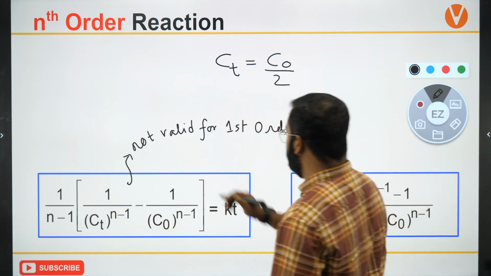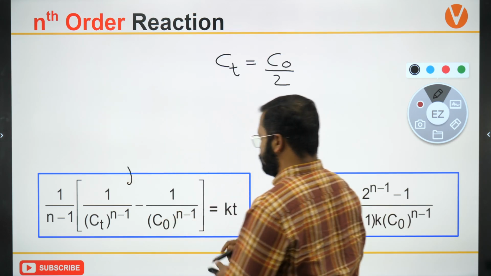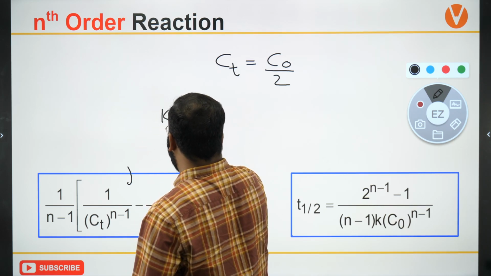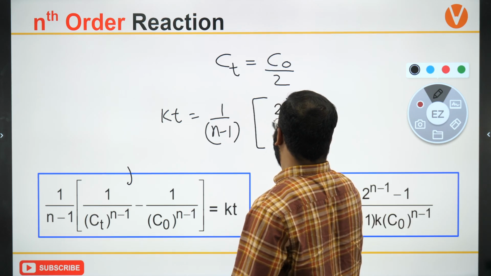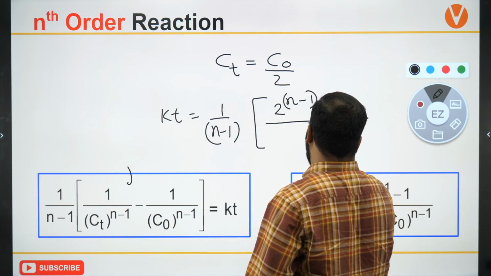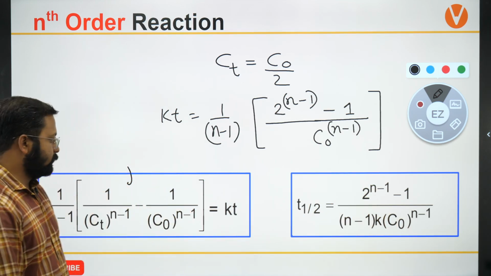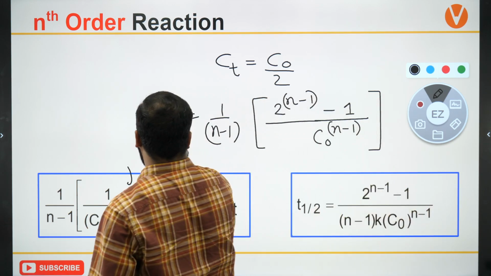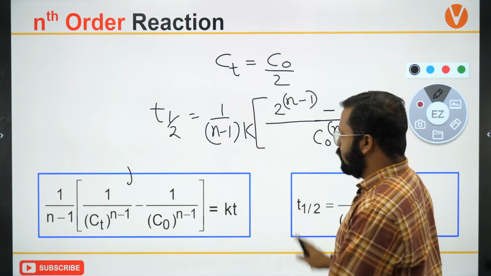So in this equation, if I place Ct as C naught upon 2, I would be getting K times t, which is equal to 1 by n minus 1, times 2 to the power n minus 1 by minus 1 by C naught to the power n minus 1. I'll get this expression. Fine. So this time is t half, and let's say we put k over here. Okay, so I hope this is understood.